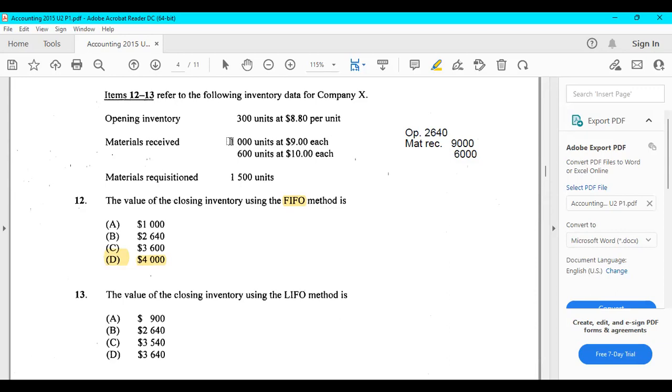And that will give us $900. Plus, remember, saying never come out of the opening inventory. So what did we record the value over here as? 2,640. So it would be the 2,640 plus the $900, which would give you $3,540. So there we go. Easy one-two maths.